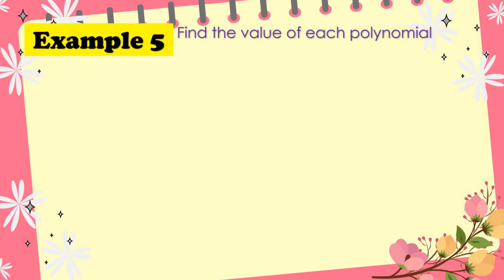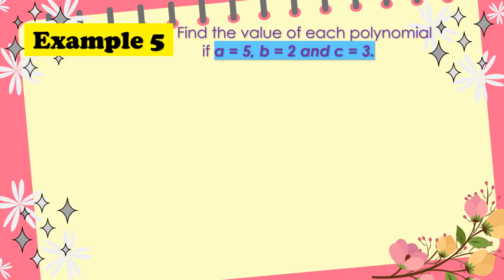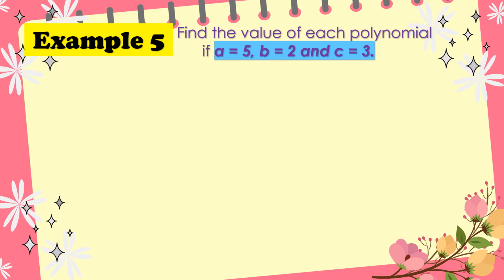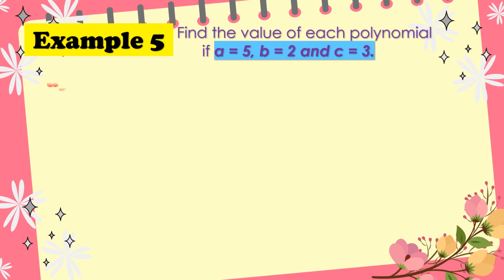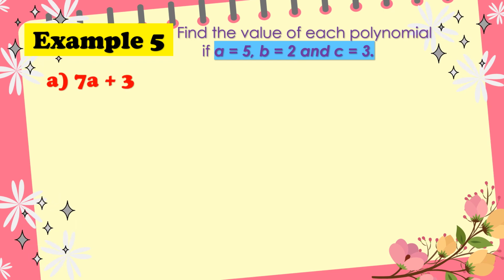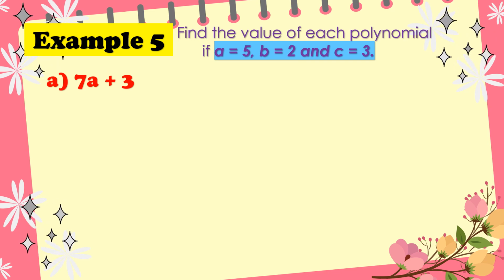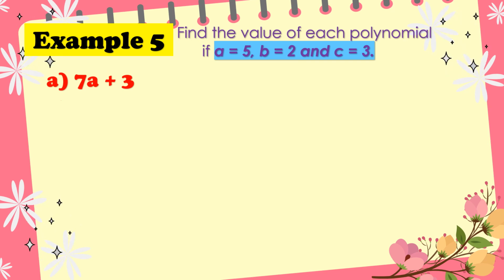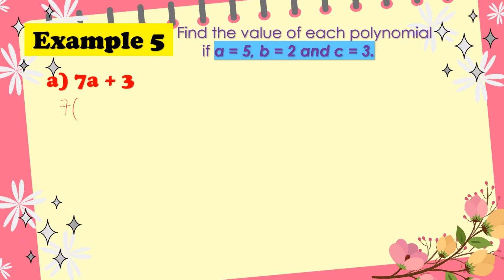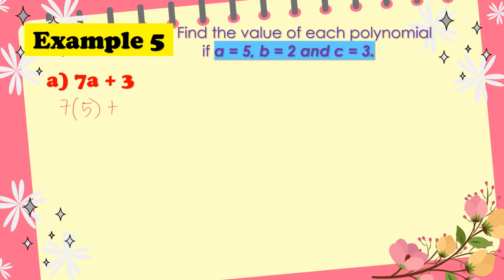Example number 5. Find the value of each polynomial if a is equal to 5, b is equal to 2, and c is equal to 3. So, the first polynomial is 7a plus 3. So, the value of a is 5. So, yun ang isa-substitute natin dito sa variable na a. So, that would be 7 times 5 plus 3.